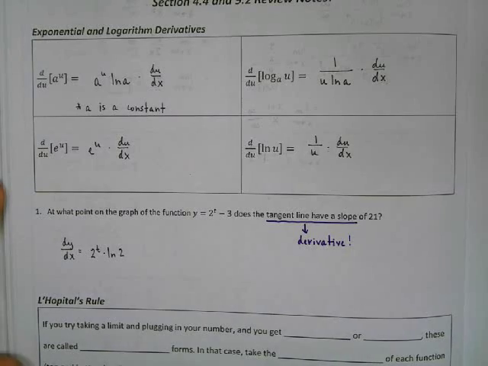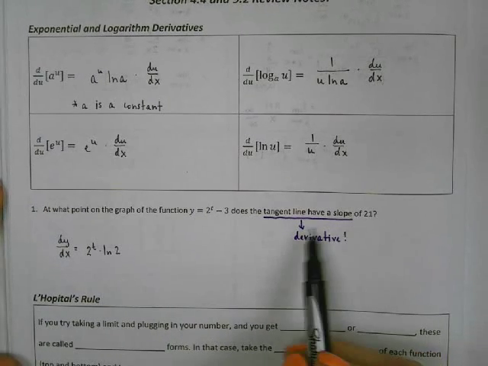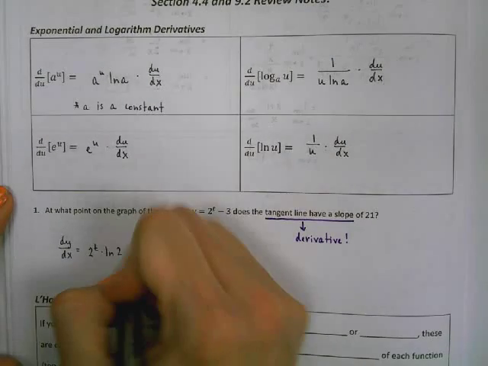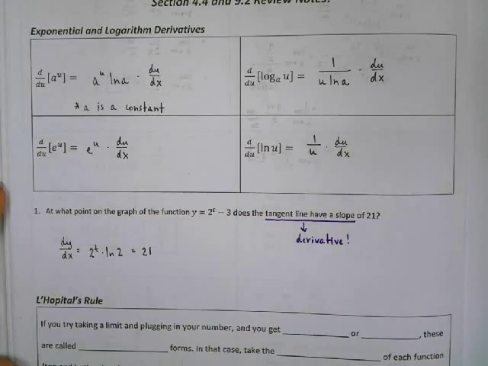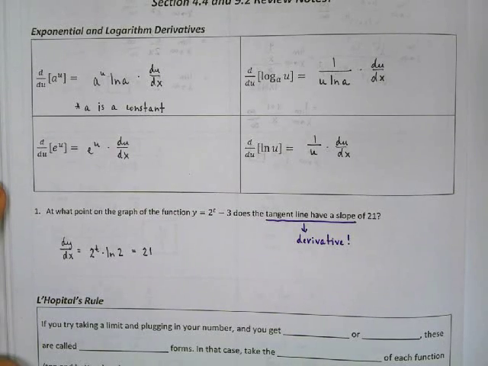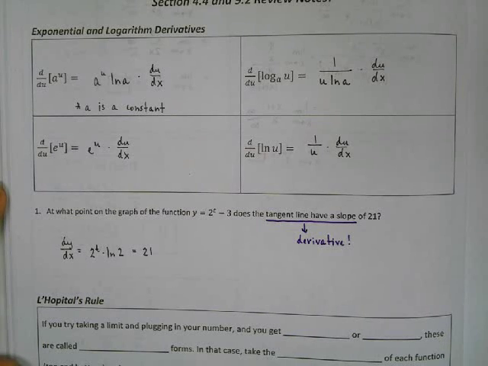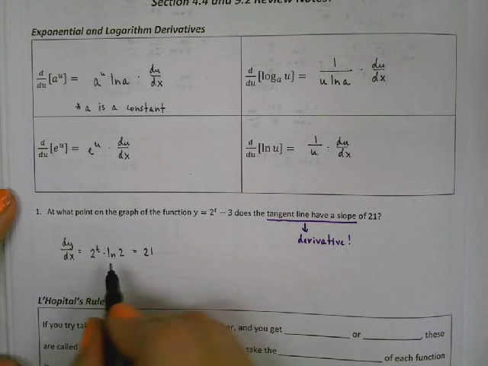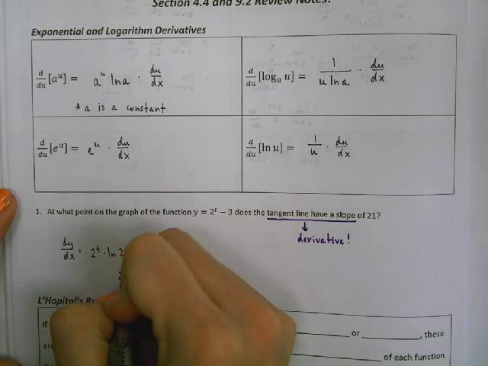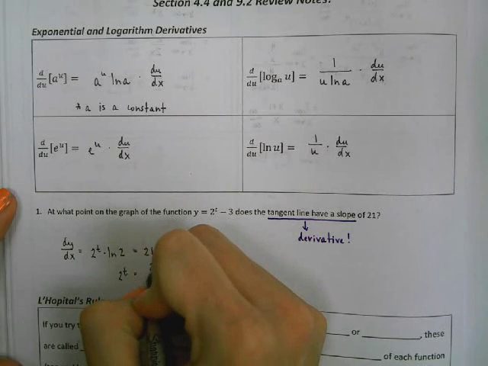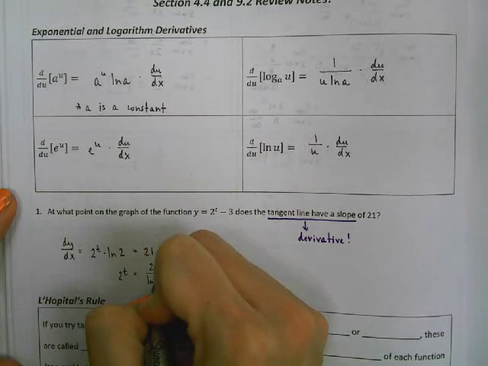Okay, so there's our derivative, and we want to know where that's equal to 21. And so the rest is really just some algebra. We've done the calculus part, and now we just need to isolate that t so we can solve. So the first thing I notice is I can divide by this natural log of 2. So I know that 2 to the t equals 21 over the natural log of 2.